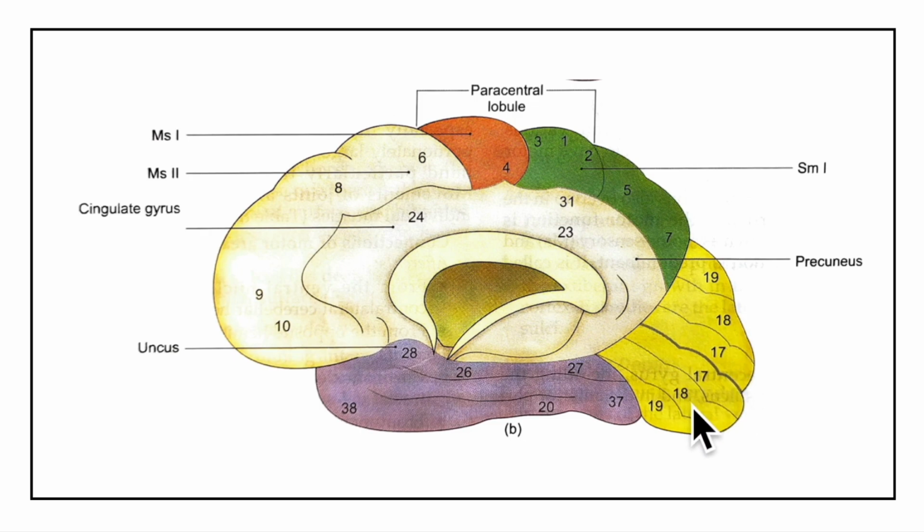Now moving on to areas 18 and 19, it is called the visuopsychic or the parastriate or peristriate areas. It surrounds the striate areas, that is it surrounds area number 17. Its function is correlation of visual impulses with past memory. That is, when we look at an object or a person and we remember or recognize the person, that is associated with this particular area, that is area number 18 and 19.